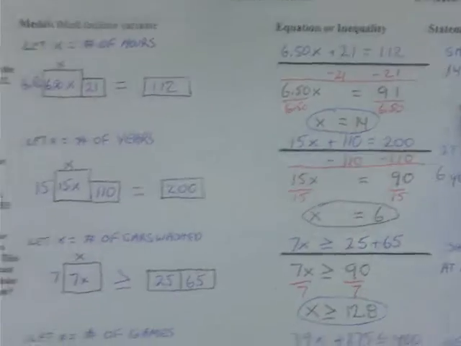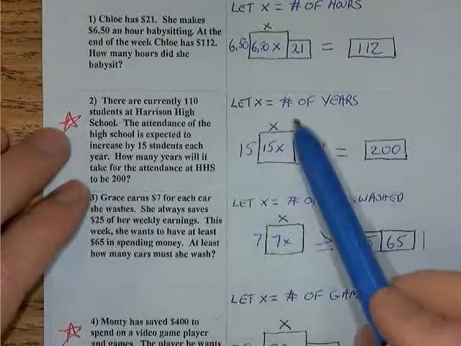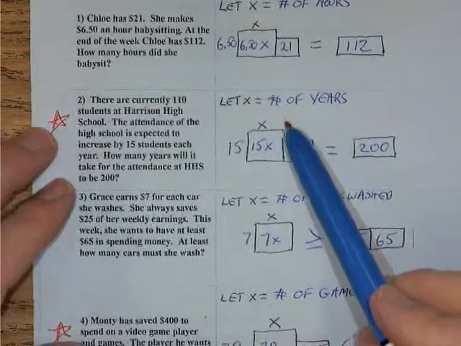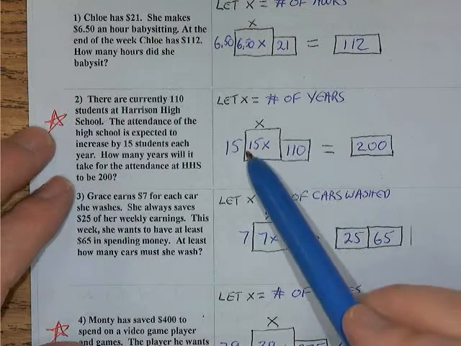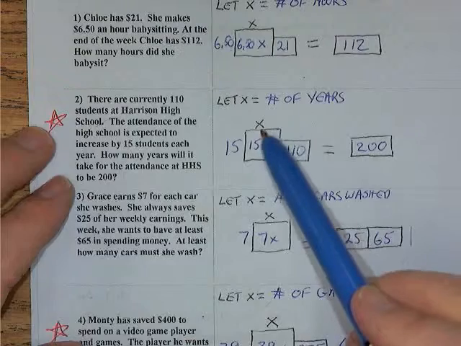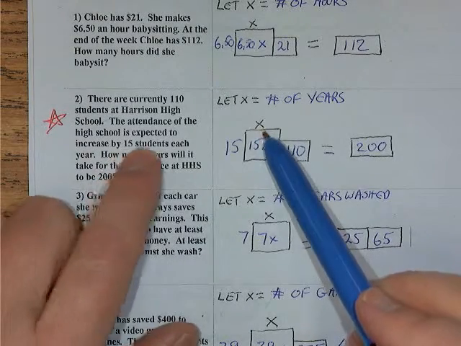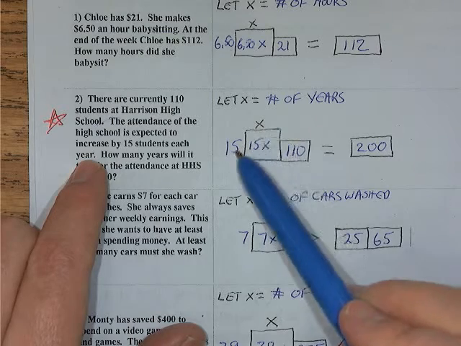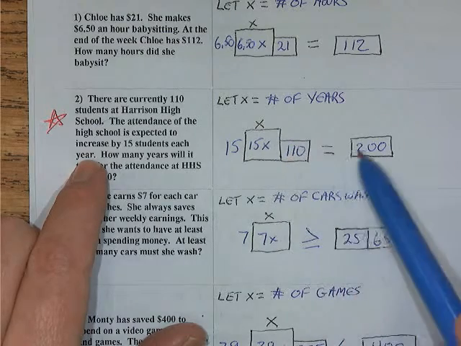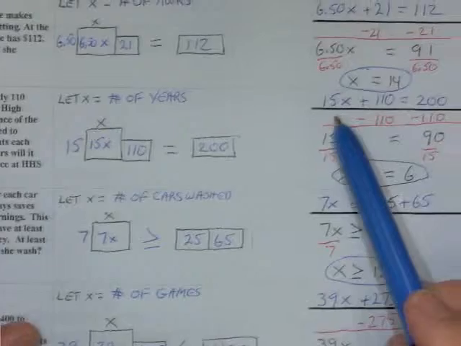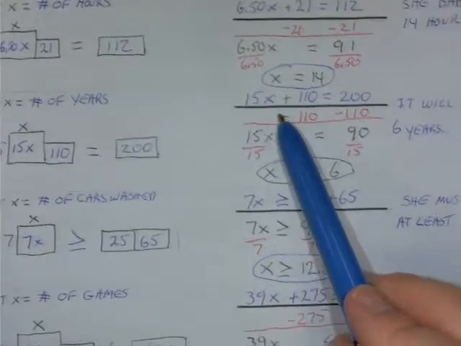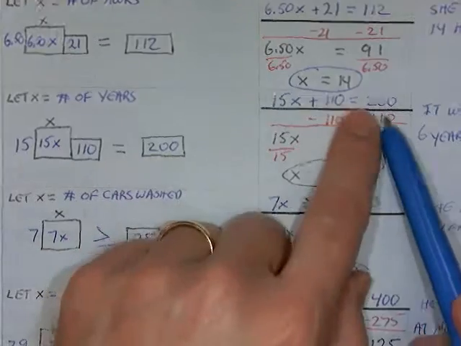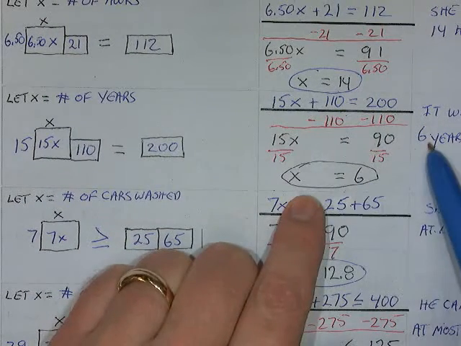For number two problem, X is the number of years. If you didn't put this, the model was wrong. So X is the number of years, and it says here 15 students each year. So 15 goes with the X. So there's your model. Here's your equation. Okay, the equation matches up with the model. Same thing. And it comes out to 6 years.